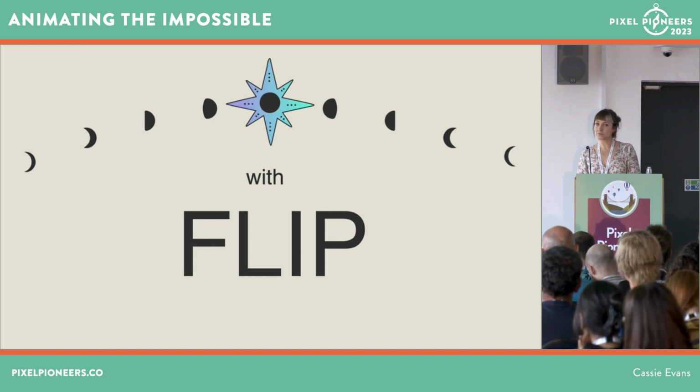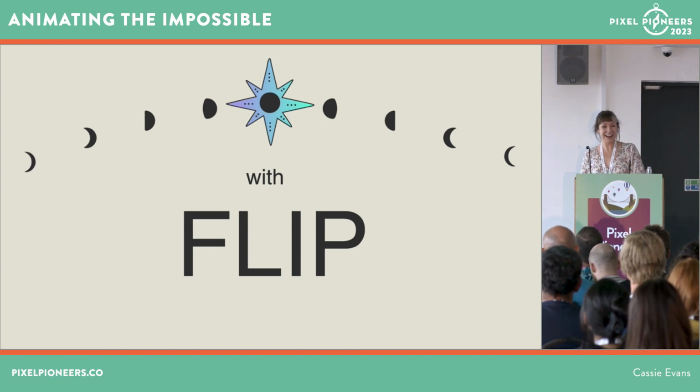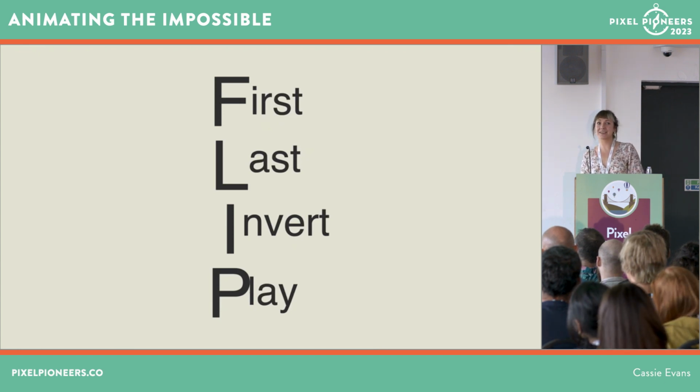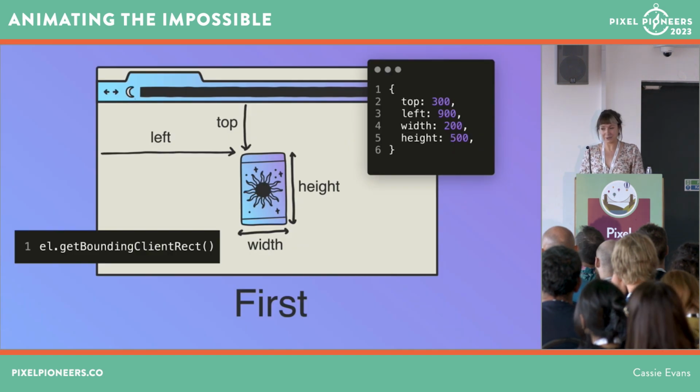So Paul Lewis from Google was the first one to coin the phrase. Jake Archibald is still grumpy about the fact that he's got a famous phrase and he doesn't. David Corsid and Sarah Drasner have written about it too. And it's a handy little mnemonic that stands for first, last, invert, and play. So take a little look at how this works.